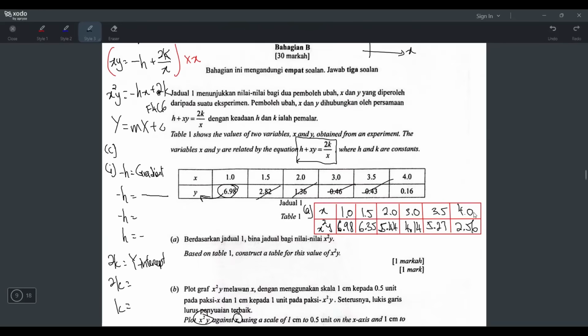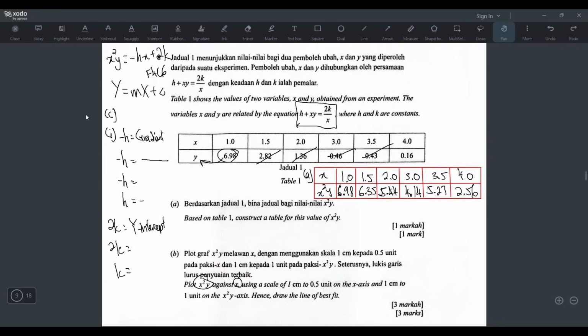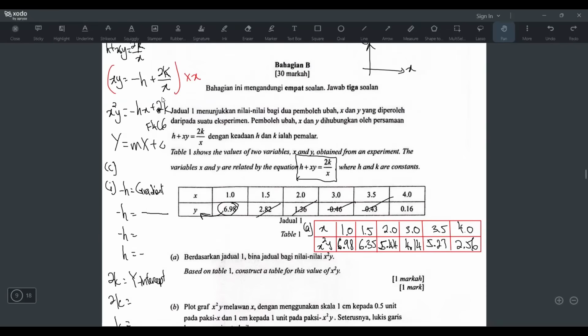Okay, let me double check something. 4 times 1. Okay, so that is the answer. Now we can do B, right? So remember, these two steps, you always have to do it in the linear law paper 2 question. First step is changing to linear form. Second step is drawing the table. Even if the question never asks, you should do these two steps.